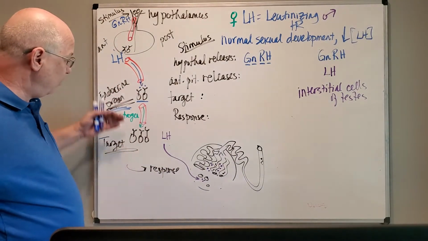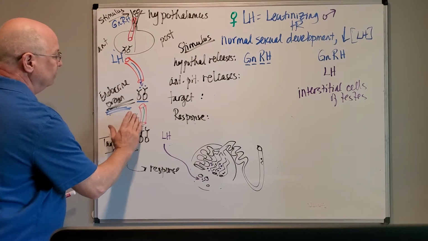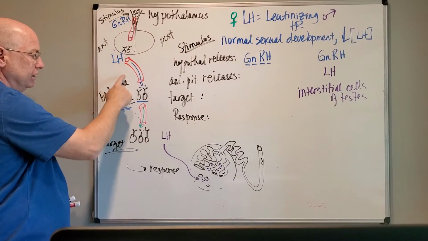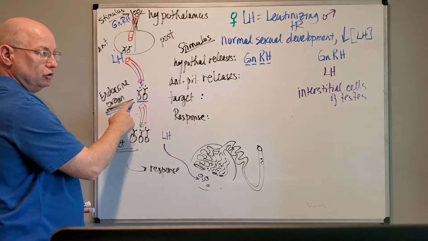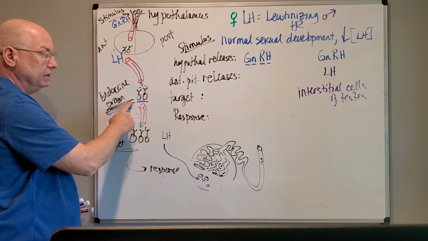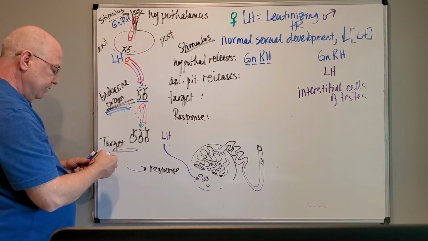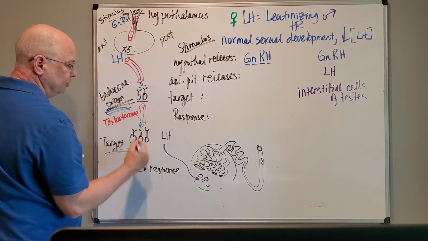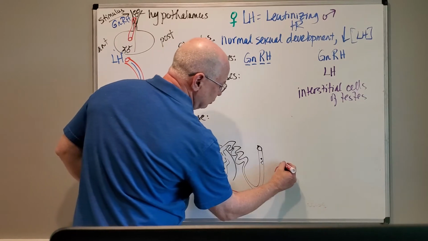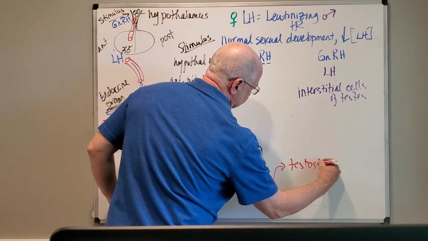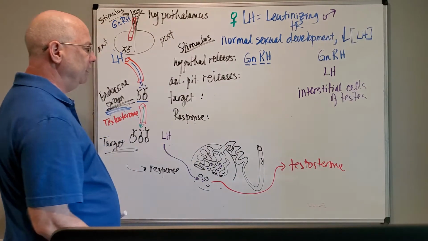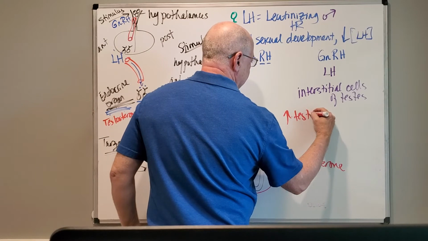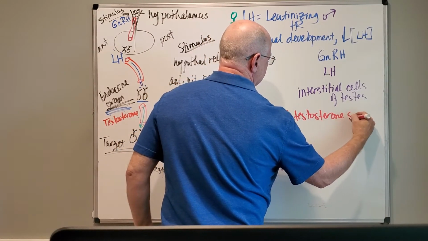In response, now we're going to have an extra step in males. So, gonadotropic releasing hormone targets the anterior pituitary, it releases LH. LH is going to target the interstitial cells of the testes, and it's going to stimulate them to release testosterone. So these cells are going to release testosterone. That's the response. It targets the interstitial cells. The response will be increased testosterone secretion. Okay?